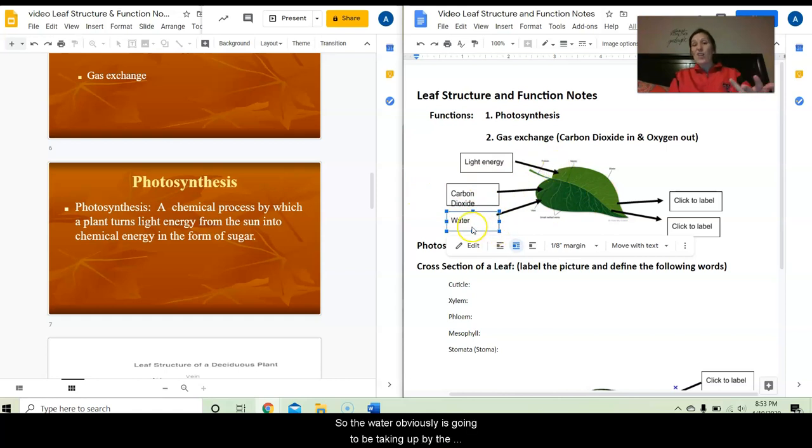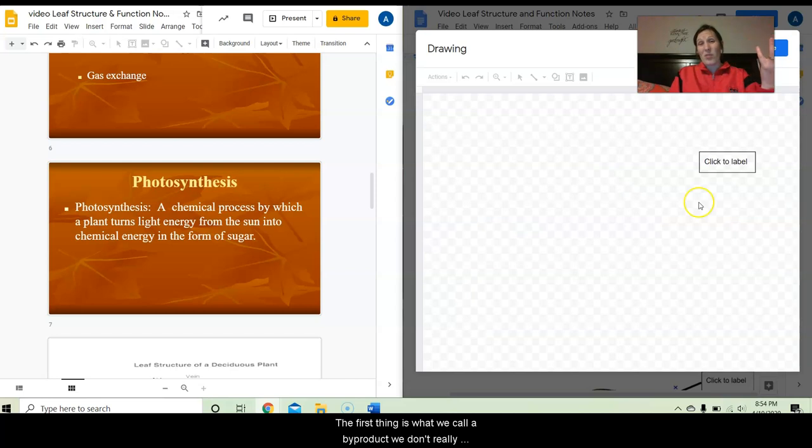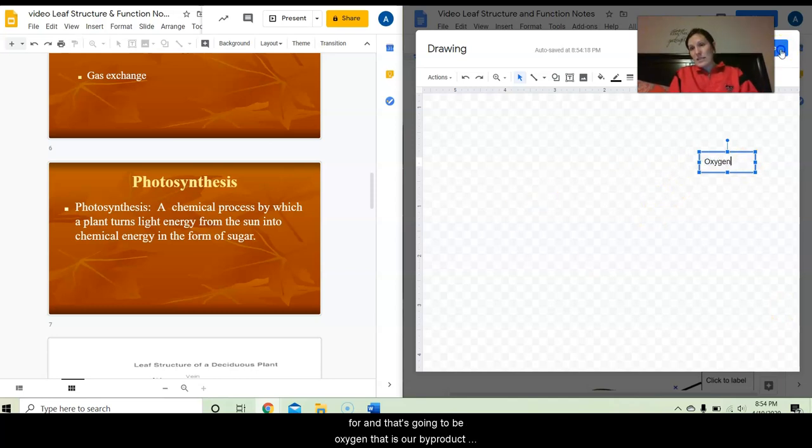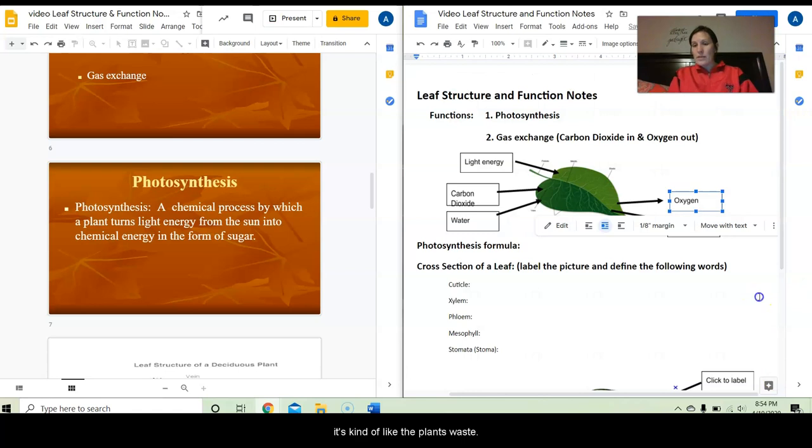The water obviously is going to be taken up by the roots, and then those vascular tubes are going to transport it up to the leaf. The leaf is going to take in its own carbon dioxide and its own light energy. Then it's going to put all those together, do photosynthesis, and it's going to spit out two things. The first thing is what we call a byproduct. We don't really want it. It's not really what we're doing photosynthesis for, and that's going to be oxygen. That is our byproduct. It's kind of like the plant's waste.